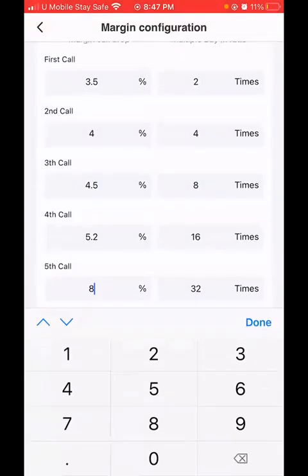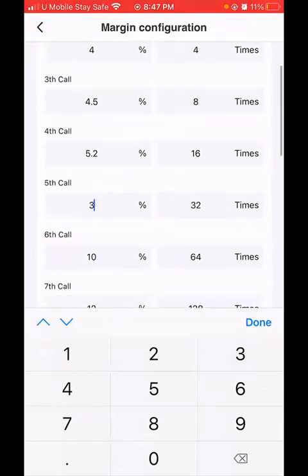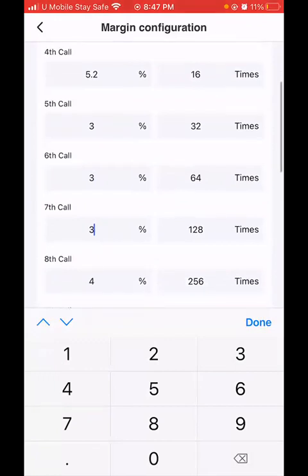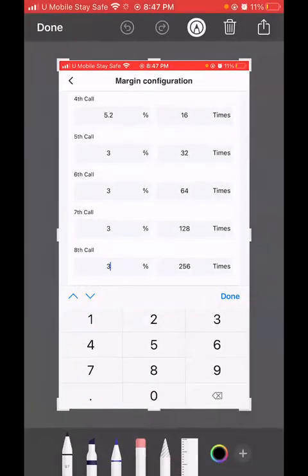Let me use a better number that will be good. 3. So what does that mean? For this market to make the 6th call, it has to drop 3% from this 3%, right? To make the call. Now, for it to make the 7th call, it has to drop 3% from 6% to make the call. For it to make the 8th call, you have to drop 3% from this. Okay, so that's the distance.